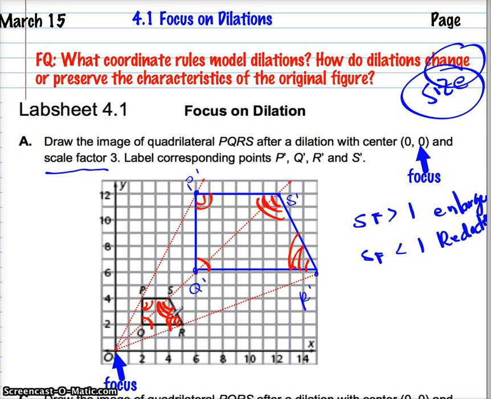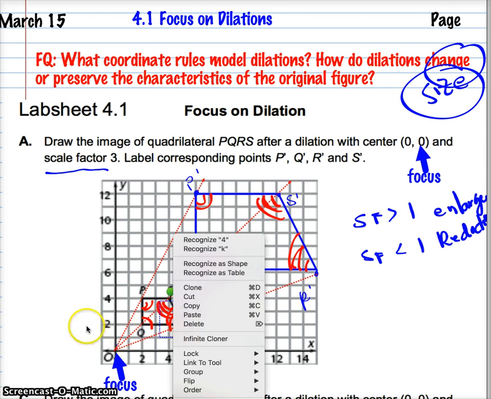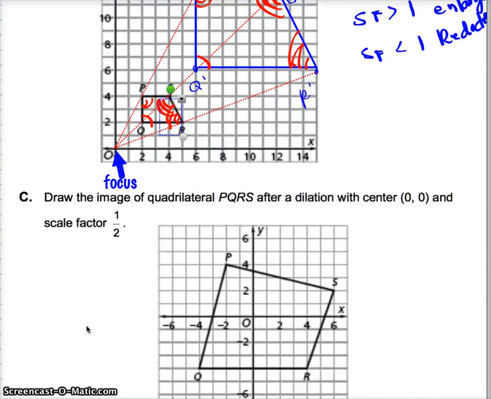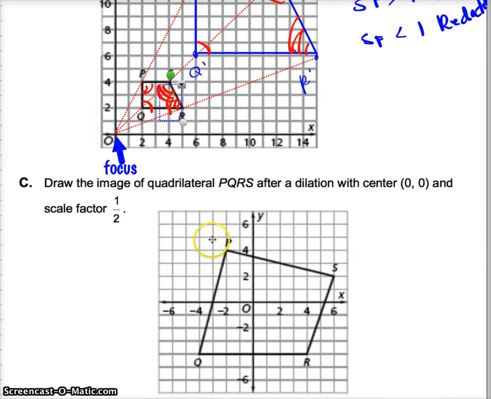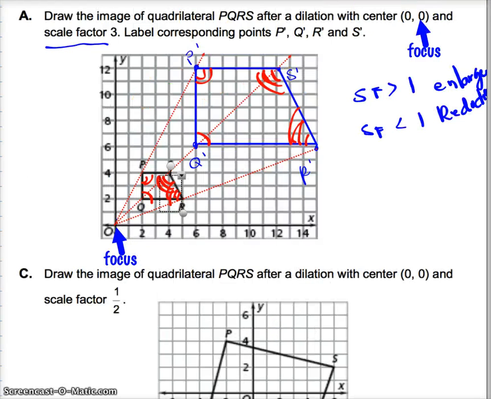They're all there. Okay, and they ask you to do the same thing here for scale factor for C, but the scale factor is 1/2. So if it's less than 1, your new image should be half the distance from the center or from the focus. Okay, and this is a little bit of a reminder from filling and wrapping that the area from one to the next actually doesn't double or triple here.